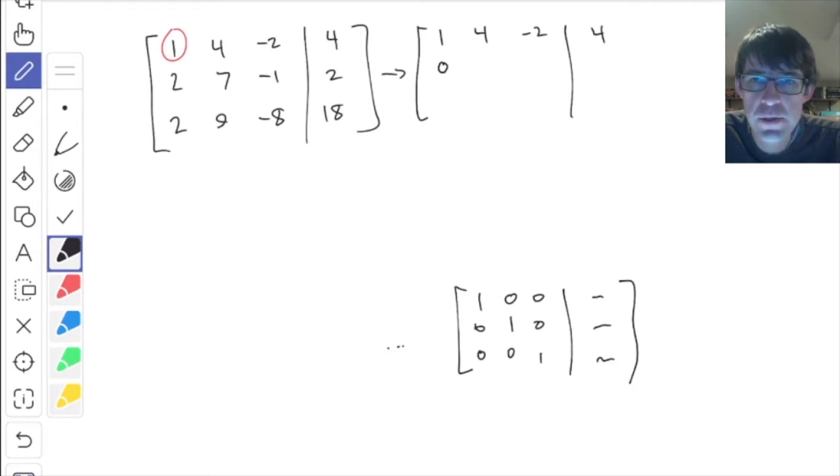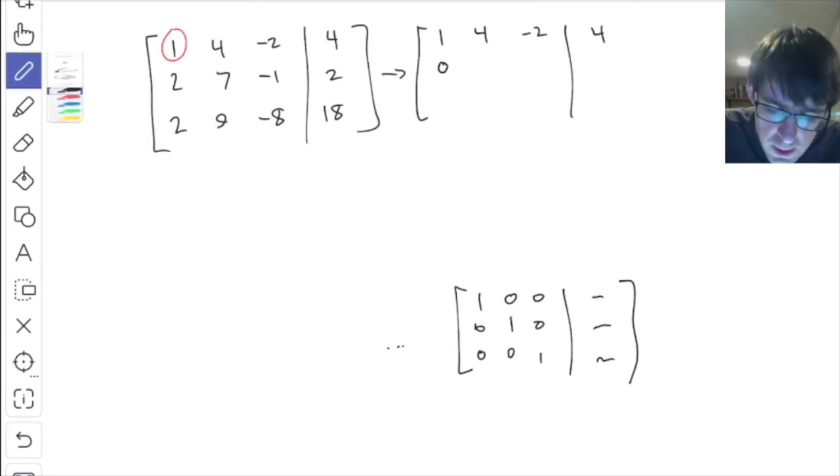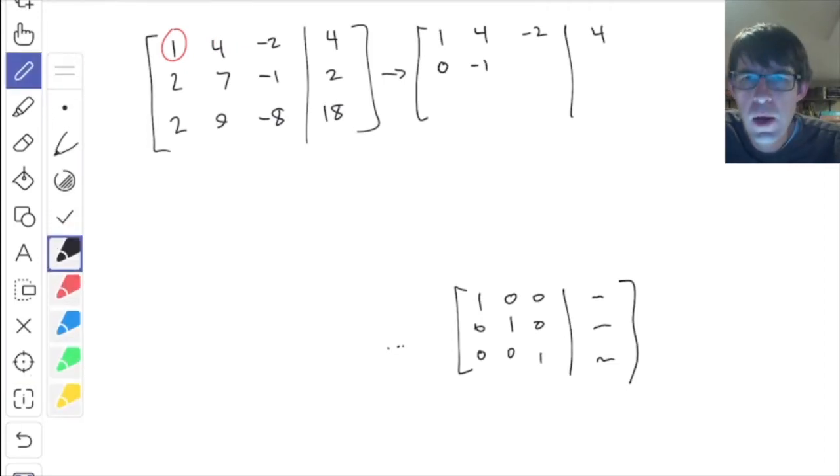I'm subtracting 2 times the top row from the middle row. 1. Yeah, I think maybe -1. If I'm doing this right, it should be 7 minus 2 times 4, right? Yeah. So it shall be -1, I think. I hope everybody got something like that and you just didn't want to shout.